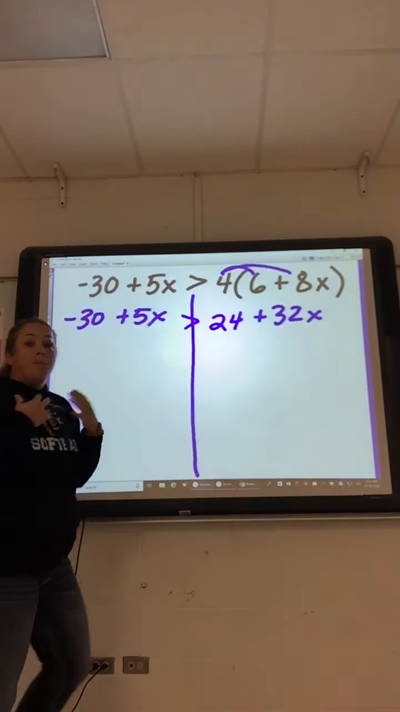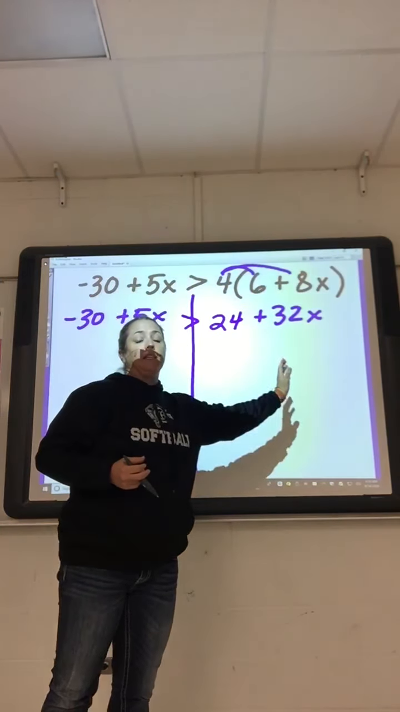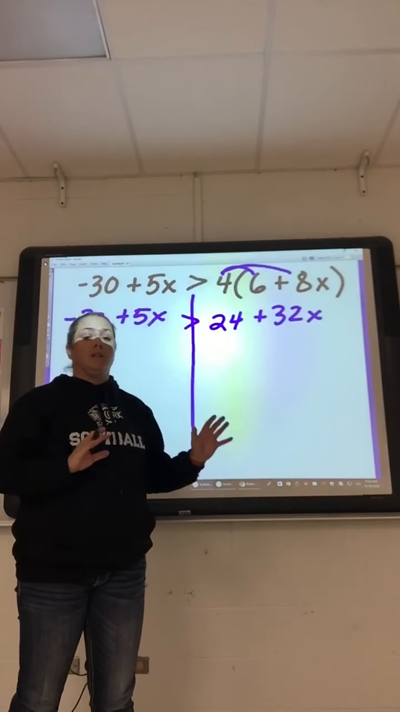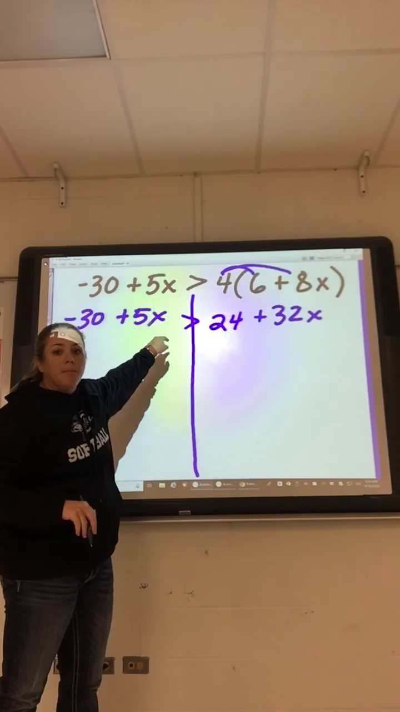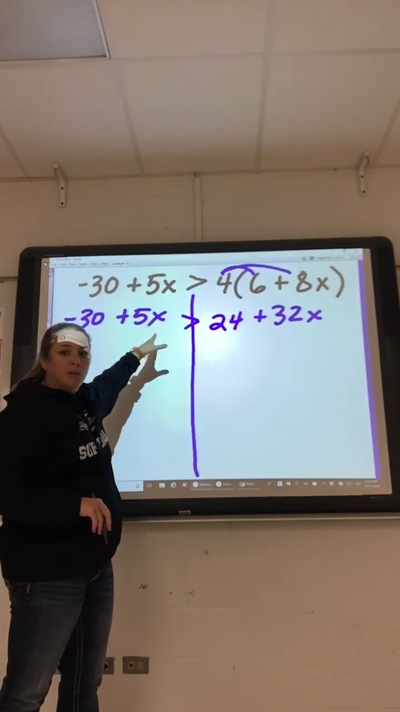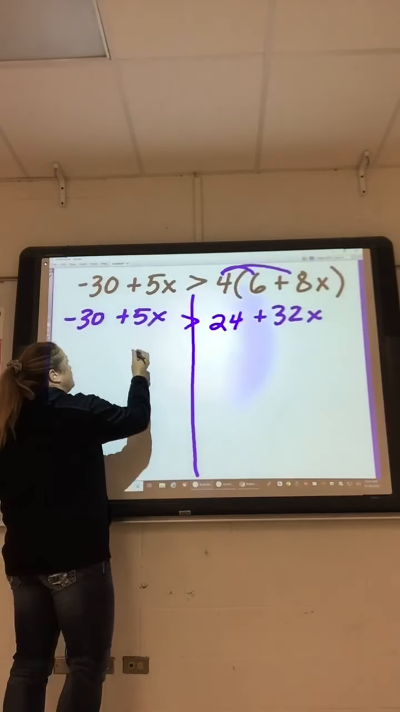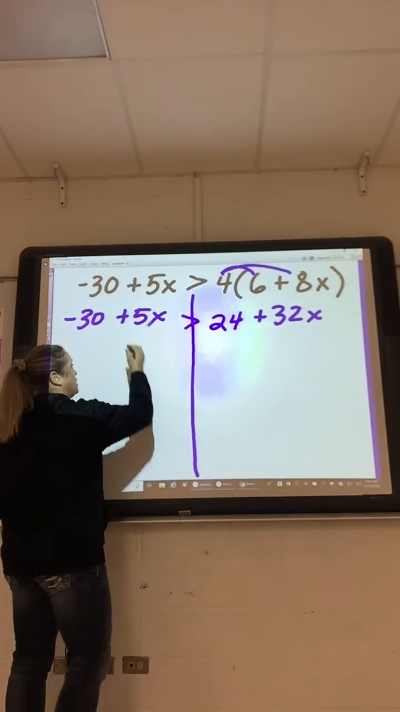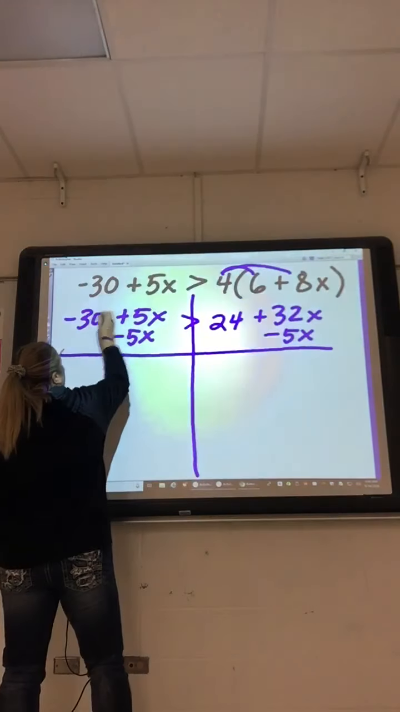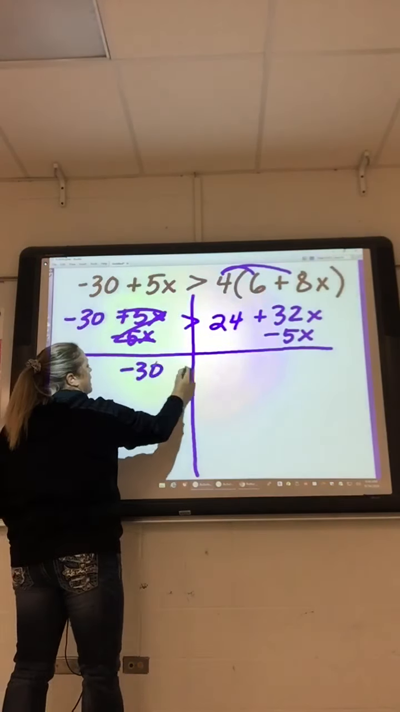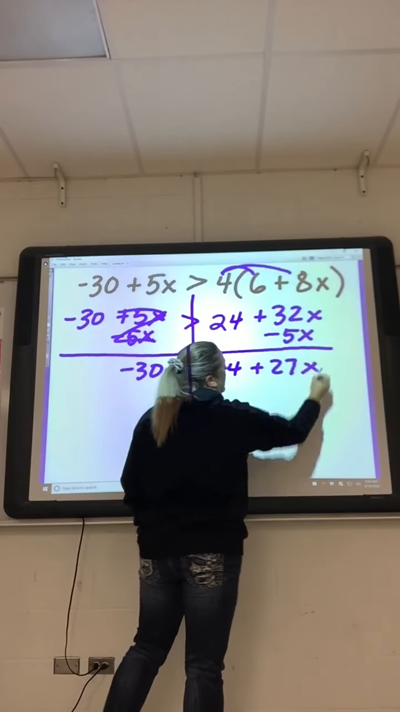I personally like to bring all my variables on this side and my numbers on this side, but whichever way you want to do it is fine. I've also seen people take the smaller variable term and move it over. Whatever you want to do is fine. I'll show you that way. So minus 5x, minus 5x. This zeroes out, I get negative 30 greater than 24 plus 27x.